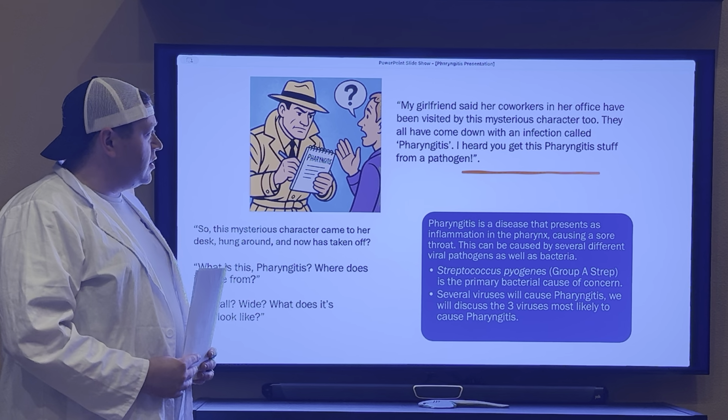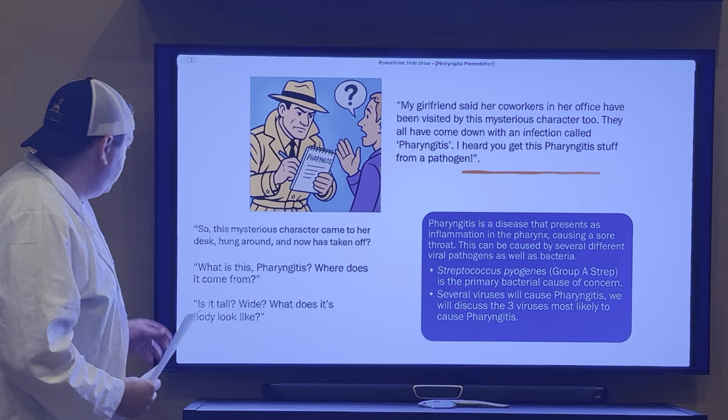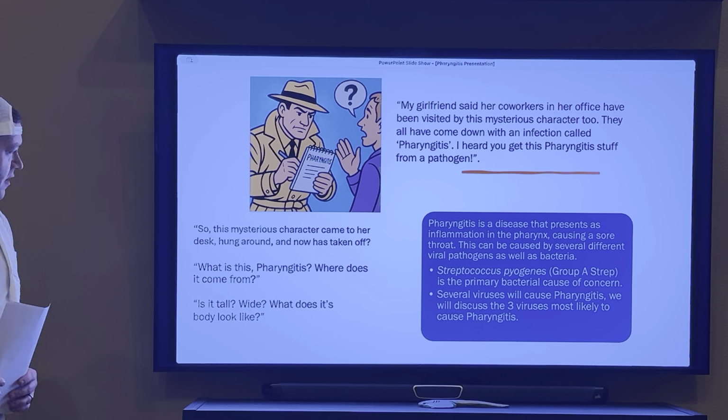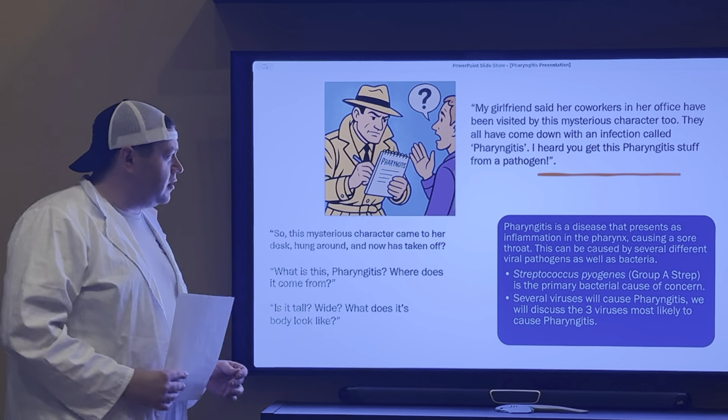I heard that you can get this pharyngitis stuff from a pathogen. What is this pharyngitis? Where does it come from? Is it tall? Is it wide? What does its body look like?